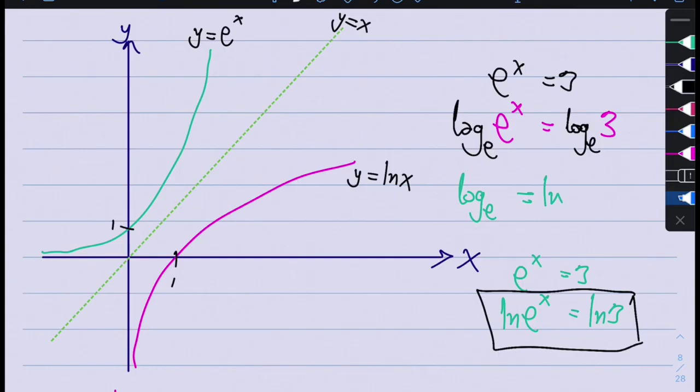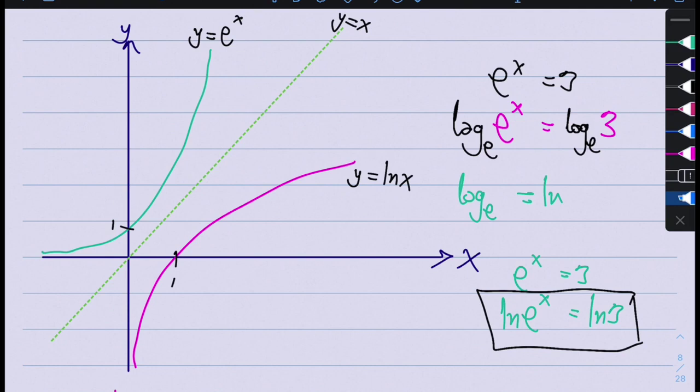But the thing I want you to take from this graph is that the exponential function has an inverse, and its inverse is the ln. And then the natural log also has an inverse, and its inverse is the exponential function. So they are just reflections of themselves in the line y equals x. So that is what I want you to take from here.